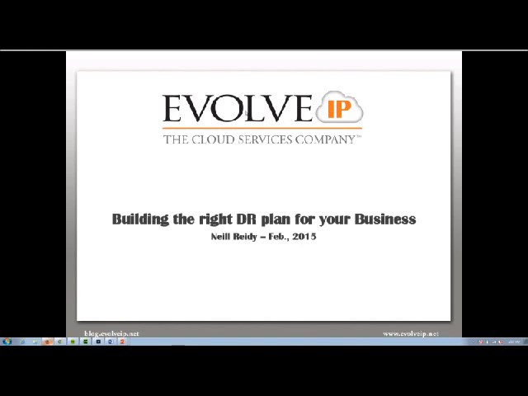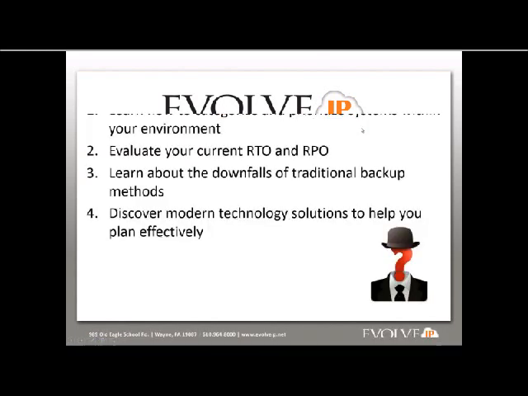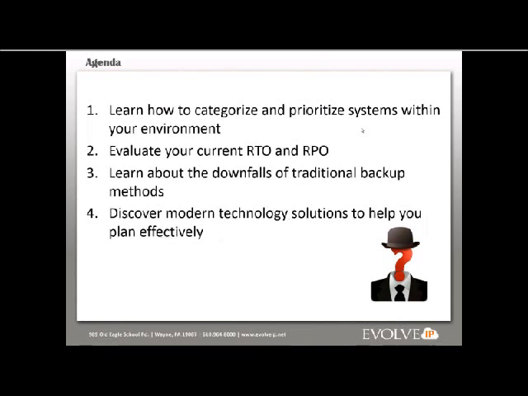Let's get started. The title of this presentation is Building the Right DR Plan for Your Business. The agenda today is, number one, learn how to categorize and prioritize your systems within your environment. It's really important. We're going to cover that first. Number two, we're going to discuss evaluating your current RTO and RPO. We're going to talk a little bit about what that means.